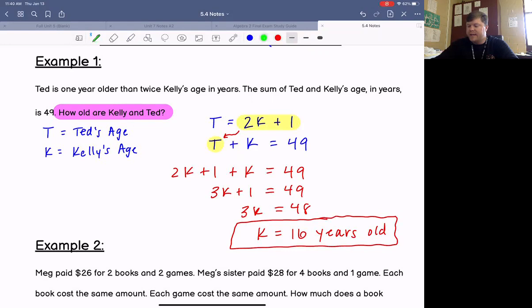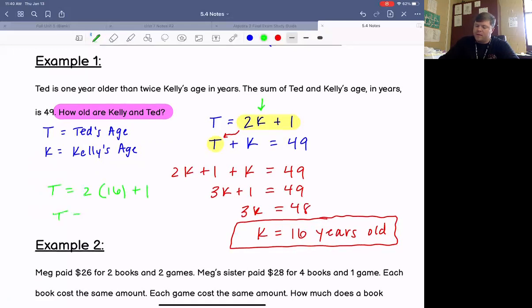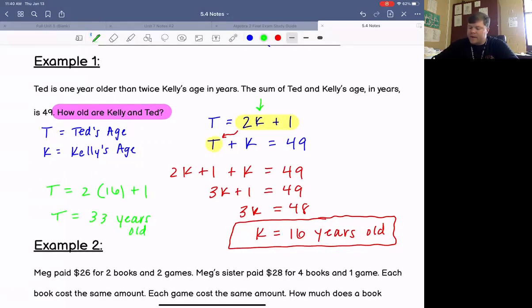Okay, now I'm going to take that, K is equal to 16, and substitute it back into this top equation that's already solved for T. So to find Ted's age, it's going to be T equals 2 times 16 plus 1. So that's going to be 32 plus 1. So Ted is 33 years old. Notice that I'm using my units, years, and we're talking about age, so we say years old. And that's how we find Ted and Kelly's age based on that information.